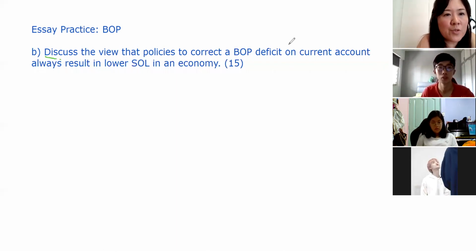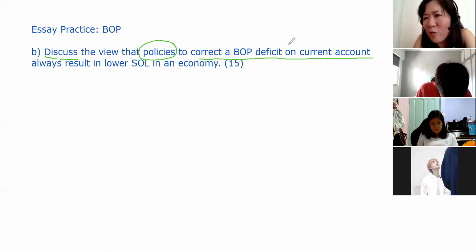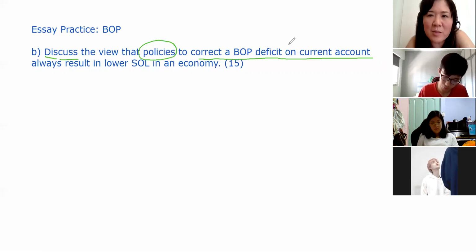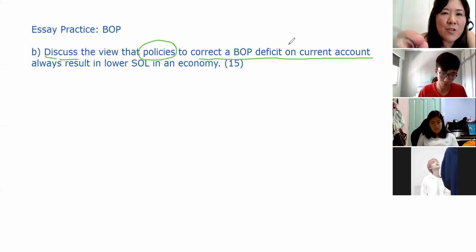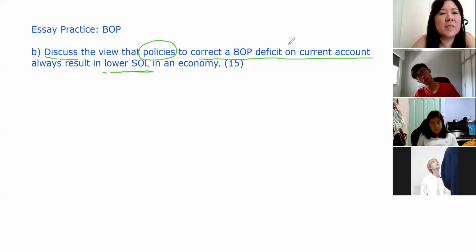Discuss the view. Because of the word discuss, you know that's a two-sided analysis. And here we're supposed to bring in policies. What's the purpose of a policy? The policy is meant to correct a BOP deficit on current account. It's just current account deficit. When you have a current account deficit, you may want to make certain assumptions about it, and eventually you're going to link it to standard of living. Think about it. We're going to discuss this.